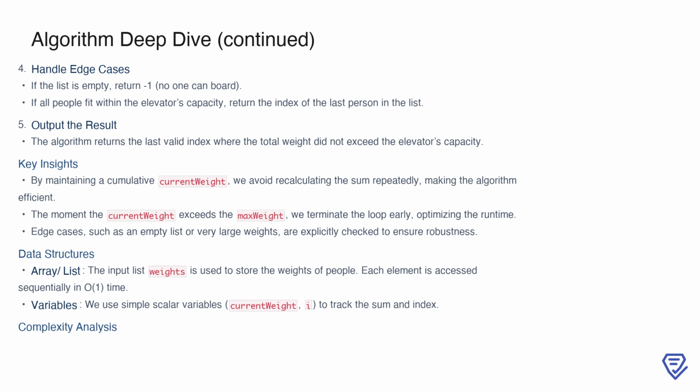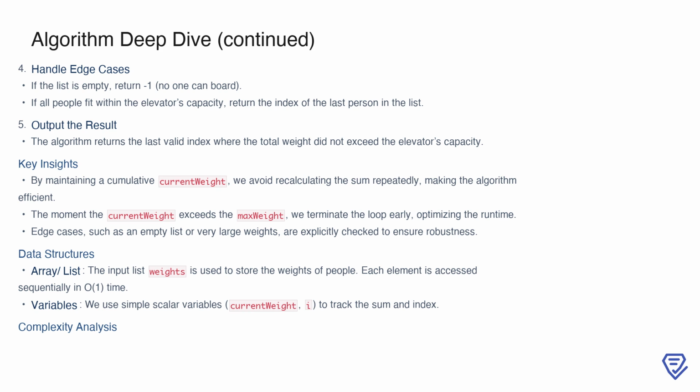Now, it's important to address edge cases. For instance, if the list of weights is empty, there's no one to board the elevator, so we simply return -1. Similarly, if all the people in the list fit within the elevator's capacity, we return the index of the last person in the list, as everyone is accommodated. The final output of the algorithm is the index of the last valid person who fit in the elevator.